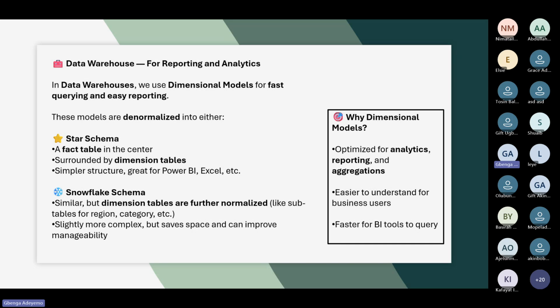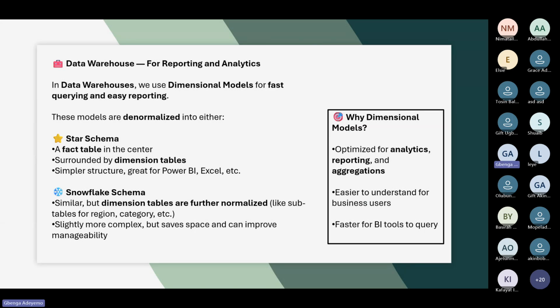A snowflake schema, on the other hand, is different. If you look at the star schema, we said that dimension tables are denormalized. In a snowflake schema, we normalize the dimension table. So for example, you can have a product table, a product subcategory table, and a product category table. You see that hierarchy, that level? We break the table down.